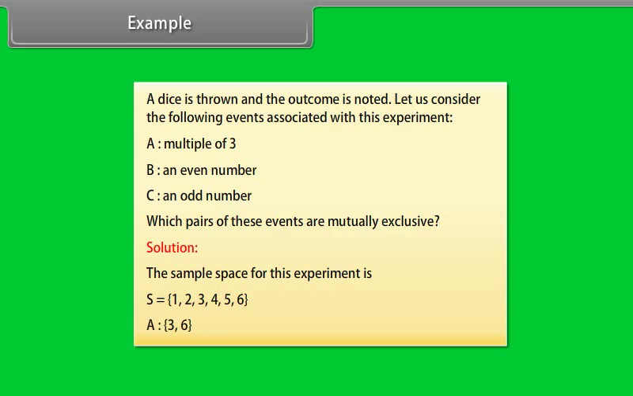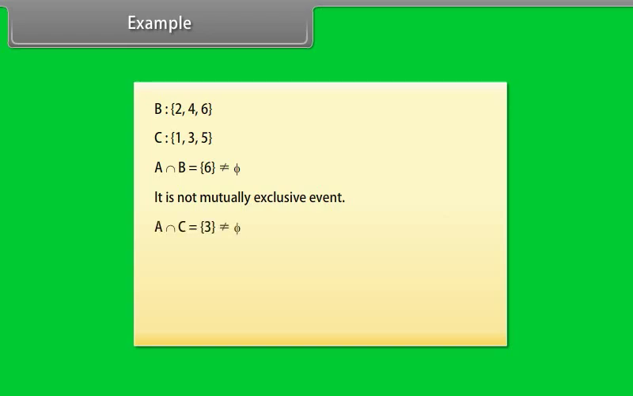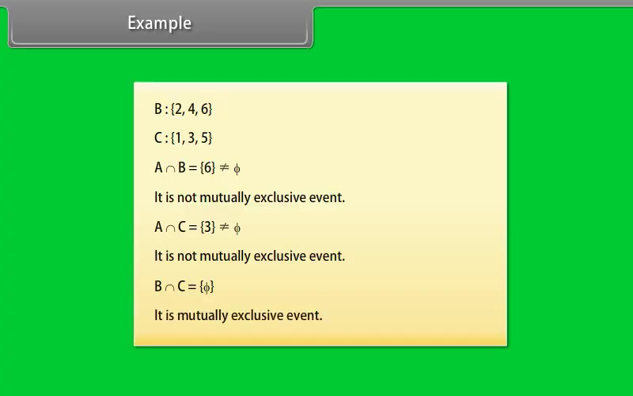A is equal to {3, 6}. B is equal to {2, 4, 6}. C is equal to {1, 3, 5}. A intersection B is equal to {6}, which is not equal to phi. It is not a mutually exclusive event. A intersection C is equal to {3}, which is not equal to phi. It is not a mutually exclusive event. B intersection C is equal to phi. It is a mutually exclusive event.